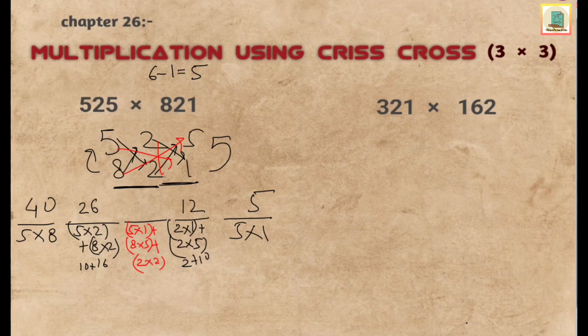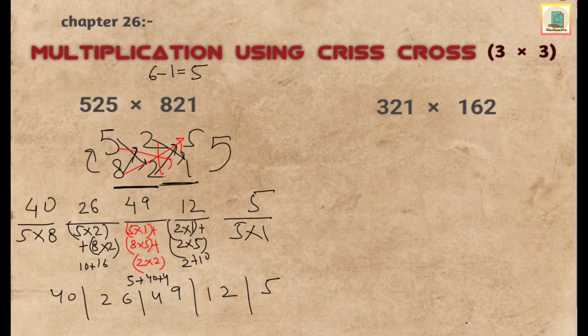Now let's solve the third partition. So 5 ones are 5 plus 40 plus 4. So we get 49 in the third partition. So now let's arrange the numbers 40, 26, 49, 12 and 5.